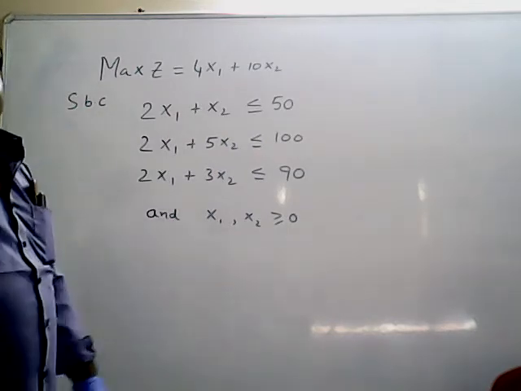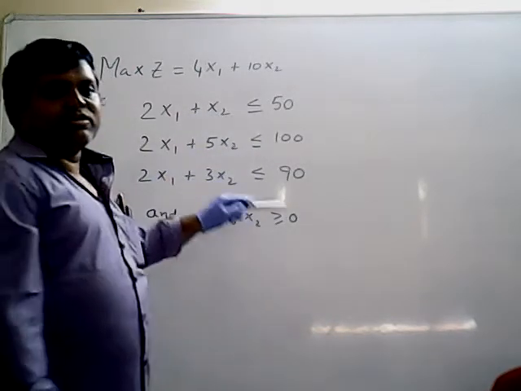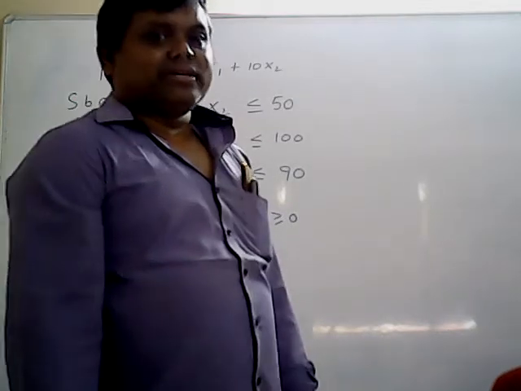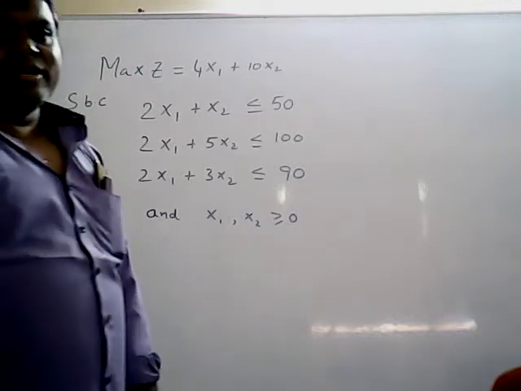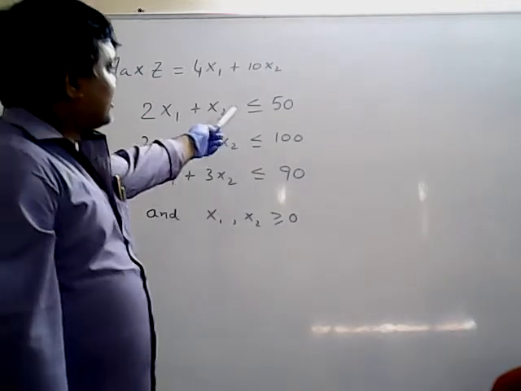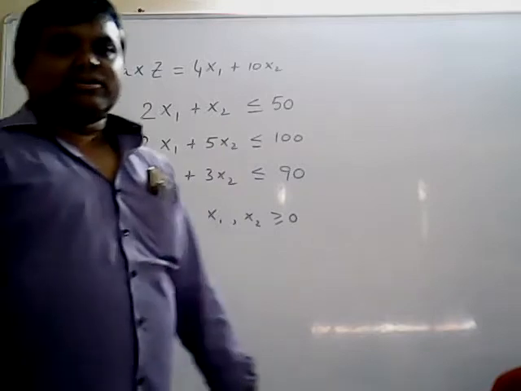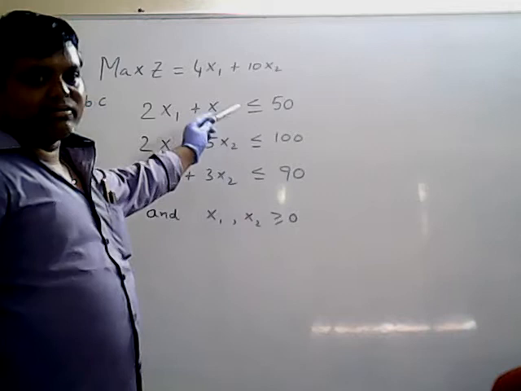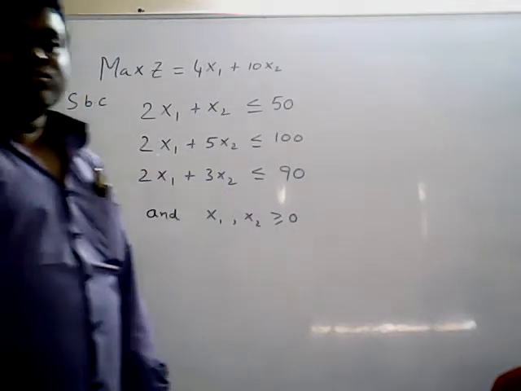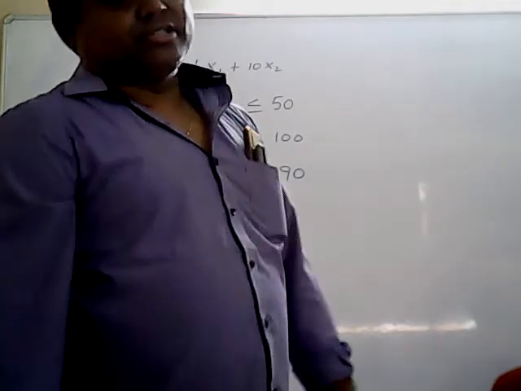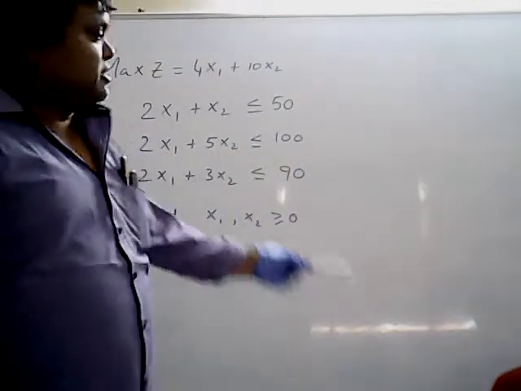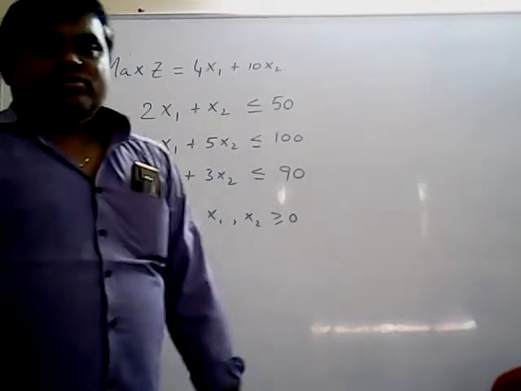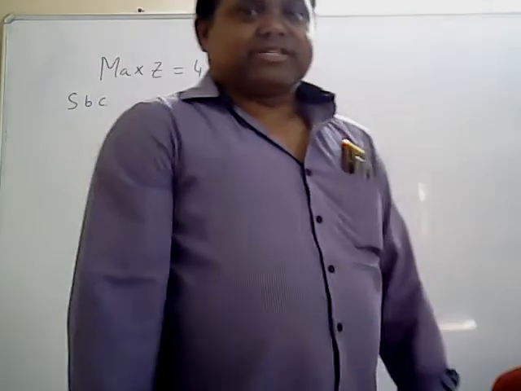Ordinary simplex method is used if all the constraints are less than or equal type only. If any one constraint is greater than or equal type, or equal type, then you have to go for either big M method or two-phase method. We will see that later on. In this case, all the constraints are less than or equal type, so for this particular problem you have to apply simplex method.